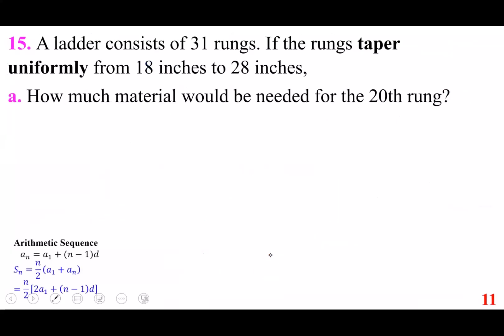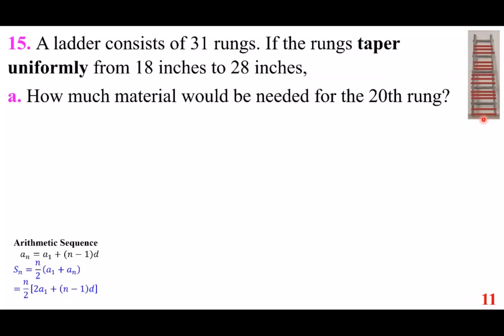Here's another application. A ladder consists of 31 rungs. If the rungs taper uniformly from 18 inches to 28 inches, how much material would be needed for the 20th rung? In other words, the first one is 18 inches, then it gets larger and larger from 18. And they get larger uniformly, meaning we keep adding the same little amount until we get to the last one, 31, and that is 28 inches.